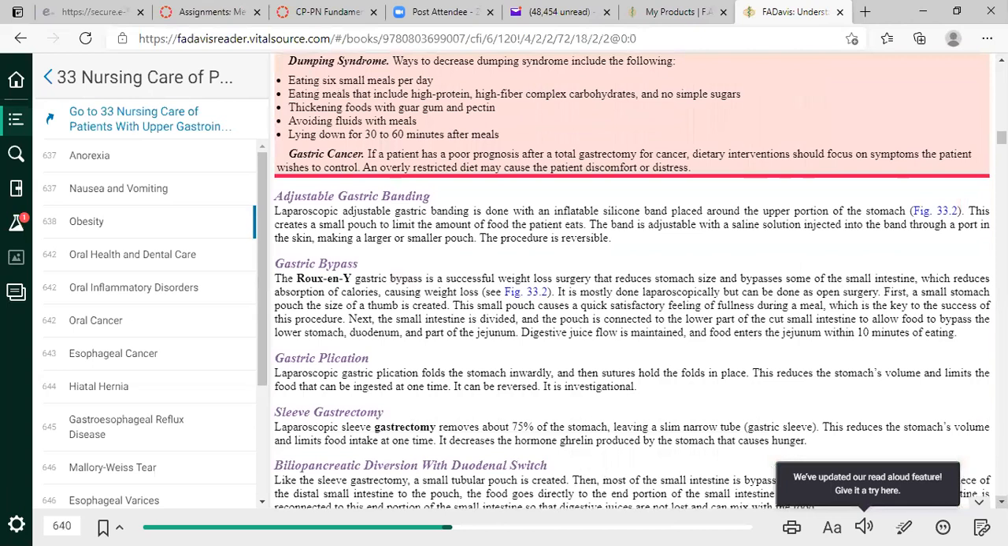And it's just talking about some of the different surgeries to prevent obesity or to help a patient lower their weight. Talks about gastric banding, where a band is placed around the upper portion of the stomach. Gastric bypass surgery.